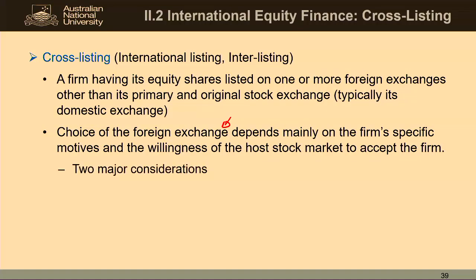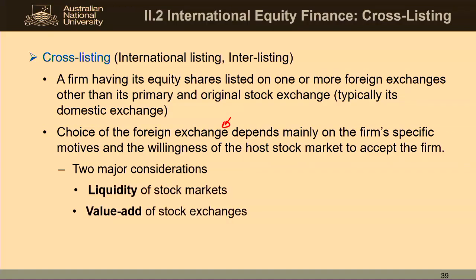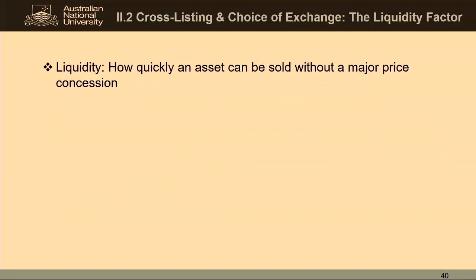And these can be summarized into two major considerations: the liquidity of the stock market, as well as the value add that comes from the stock market. What do I mean by those? The liquidity factor. Liquidity is defined by how quickly you can sell an asset without a major price concession.